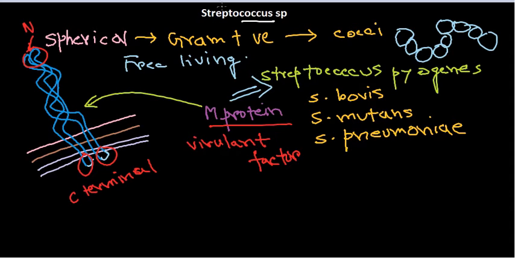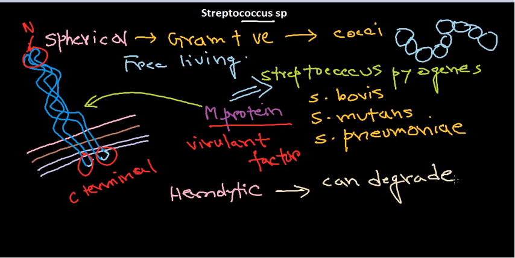And the unique feature about the different types of Streptococcus species is that some of them are hemolytic, right? Now, what do you mean by hemolytic? As the term suggests, hem definitely has something to do with red blood cells, right? So hemolytic means it can degrade red blood cells. That's what I mean by hemolytic.